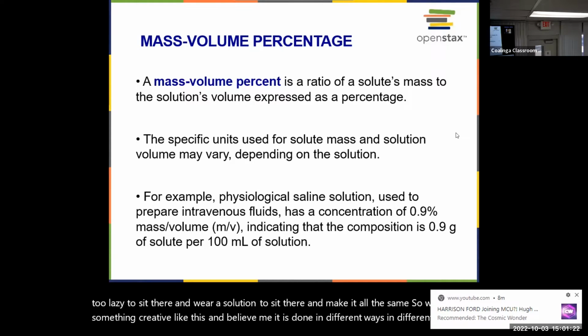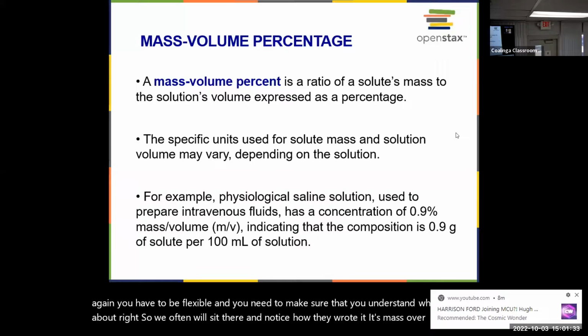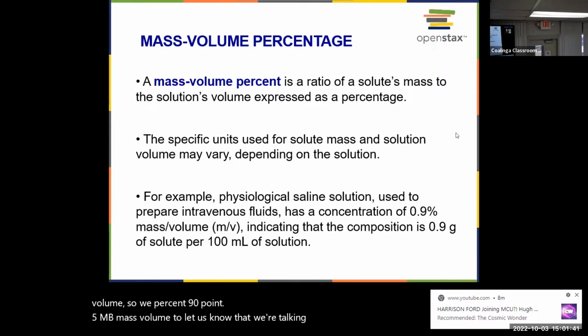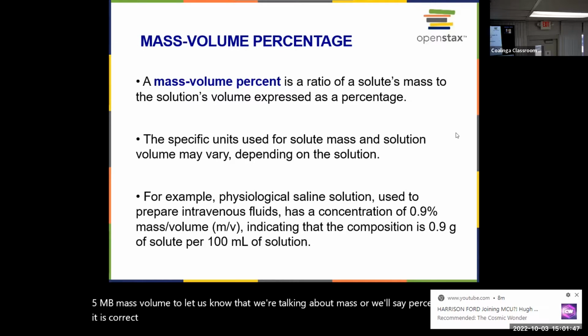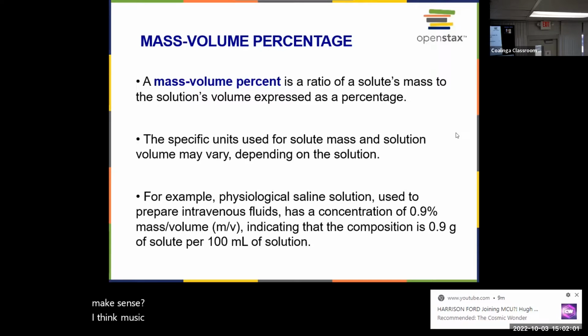And so again, you have to be flexible and you need to make sure that you understand what you're talking about, right? You notice how they wrote it, it's mass over volume. So it'll be 0.9% in the mass volume to let us know that we're talking about mass, or we'll say percent mass of whatever it is, so chloride, or percent volume of alcohol, right? Because we need to know how they're doing those terms because it's going to be different under different circumstances. Does that make sense? Yeah, I think these are different calculations, different equations, if you don't know that. That's right.